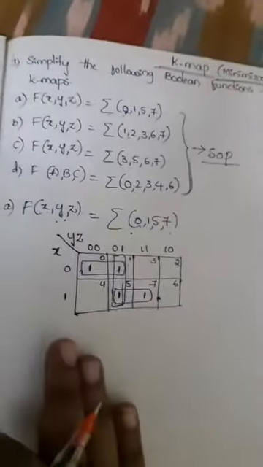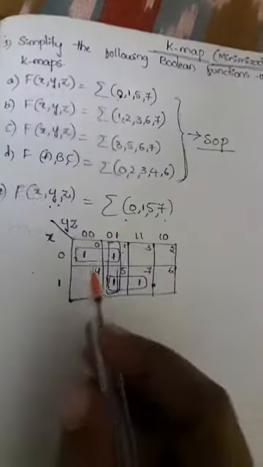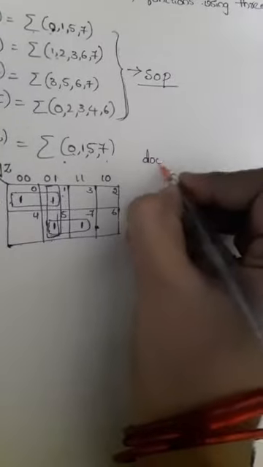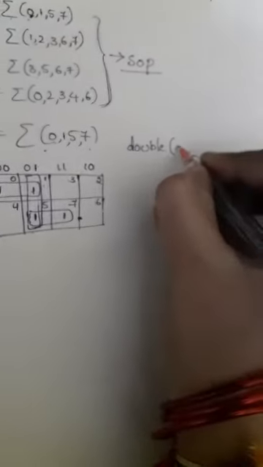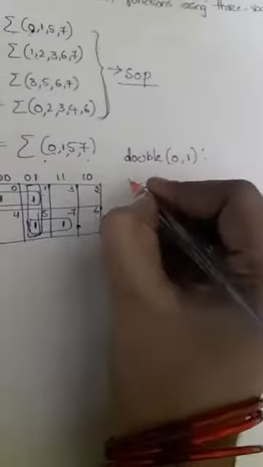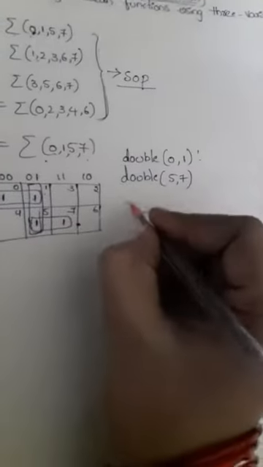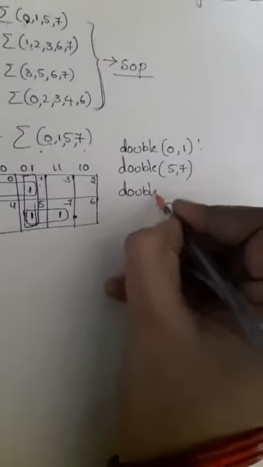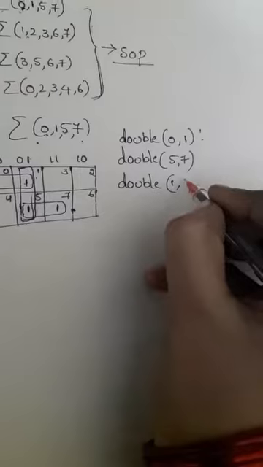So in total we are getting 3 doubles here. The first double is 0, 1. The next double is 5 and 7. So 0, 1 and 5, 7, and one more double is 1 and 5.